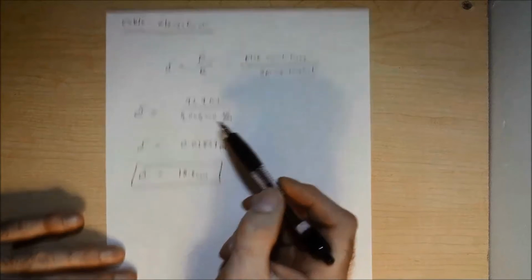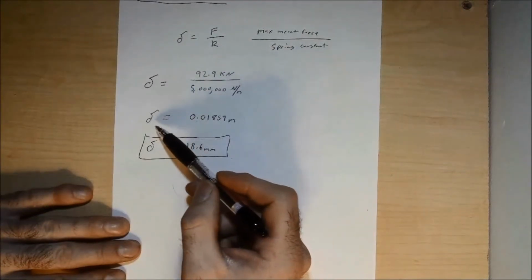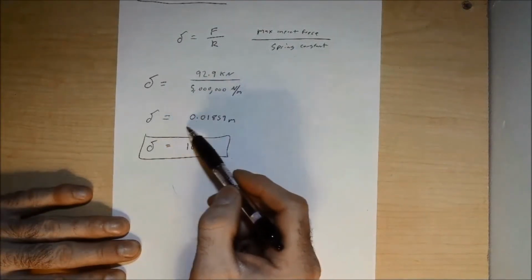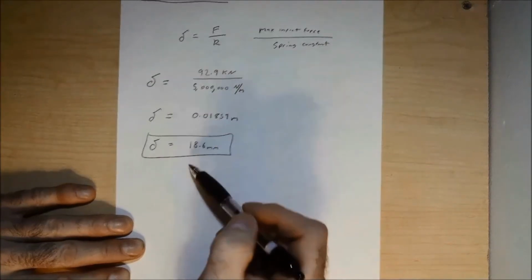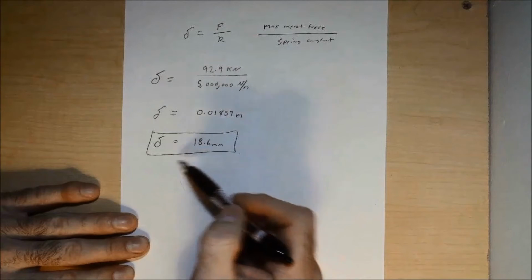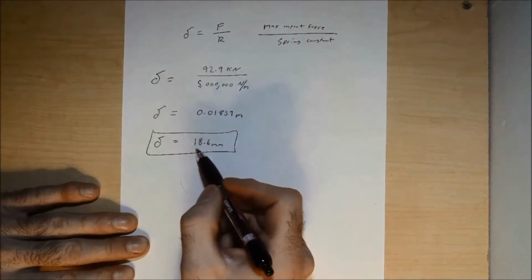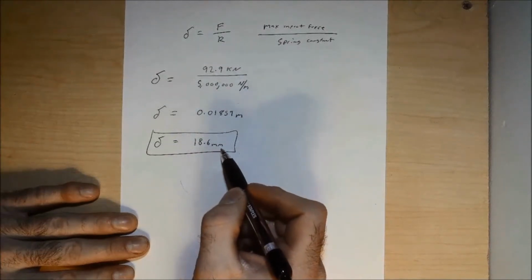We plug those values in and we find out that our elongation of the cable is equal to 0.01859 meters, or if we convert this down to millimeters, the elongation is 18.6 millimeters in the cable.